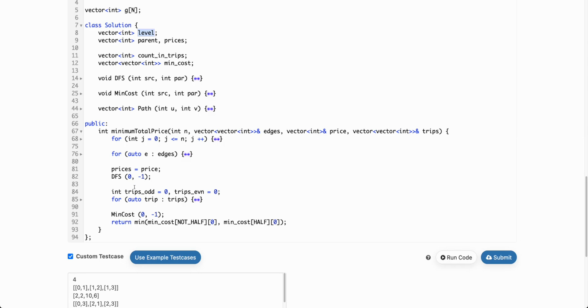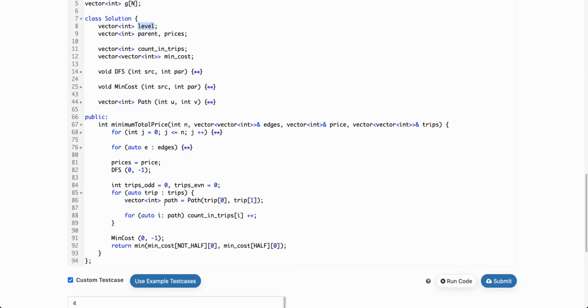And finally, what we are doing, we are trying to find for each trip what is the path between u and v, and for each of the paths we are incrementing their counts. Now, you can simply not increment the count, or you can simply say, instead of doing this, you can simply say prices of I would be prices of I plus initial price of I.